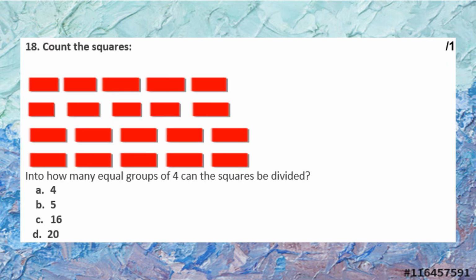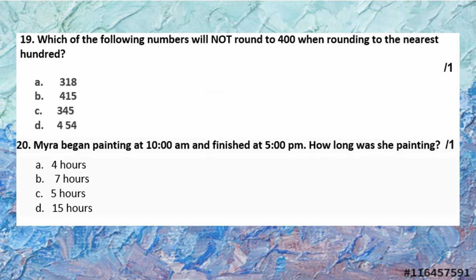Question number 18. Count the squares. So dear children, count the squares. Into how many equal groups of 4 can the squares be divided? The answer is already here, you just have to find out. Question number 19. Which of the following numbers will not round to 400 when rounding to the nearest 100? Number 20. Myra began painting at 10 a.m. and finished at 5 p.m. How long was she painting? So calculate the time.